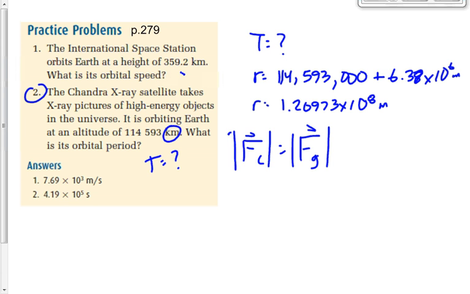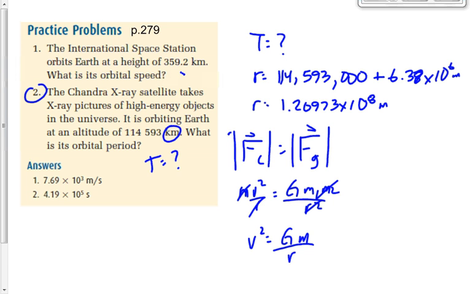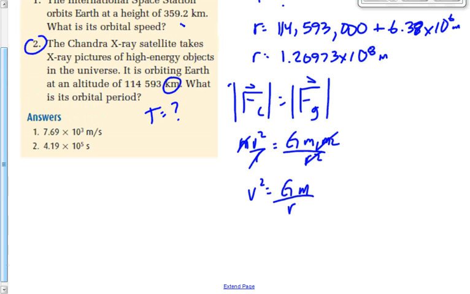FC equals FG. Let's say mv squared over R is equal to G M1 M2 over R squared, as it always is. Let's get rid of one of the R's. Let's get rid of one of the M's. And we're left with v squared is equal to G times the mass of the producer over R. Do we know what big G is here? Yeah, we do.